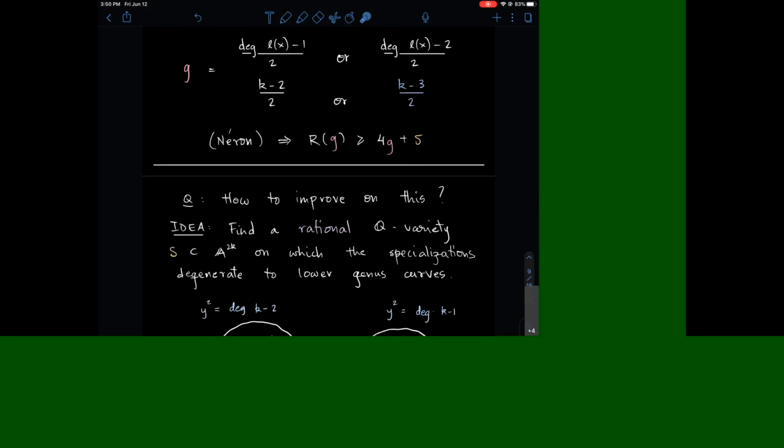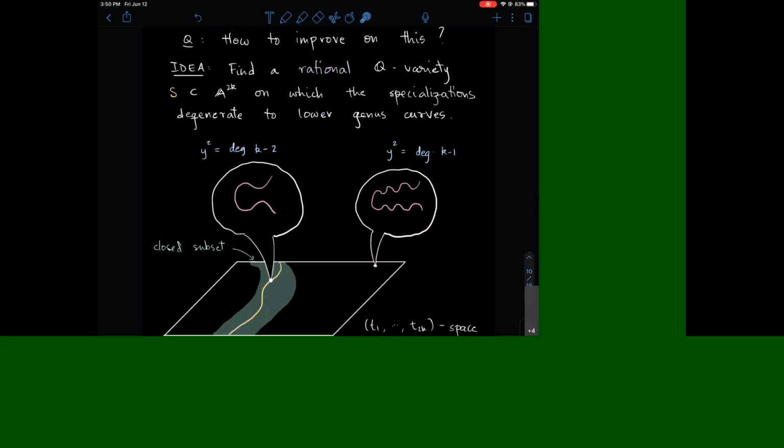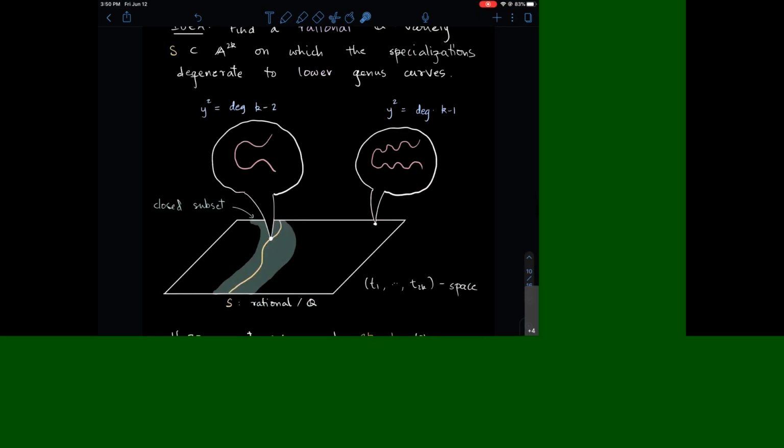The idea is to find a rational variety S inside this affine 2k-dimensional affine space, such that the specializations degenerate to lower genus curves. And so the picture is something like this. This is the affine space, and this is like an open subset. If you pick a random point, you expect that the specialization will be degree k minus 1. But on this closed subset, it degenerates to something that's maybe degree k minus 2 or less.